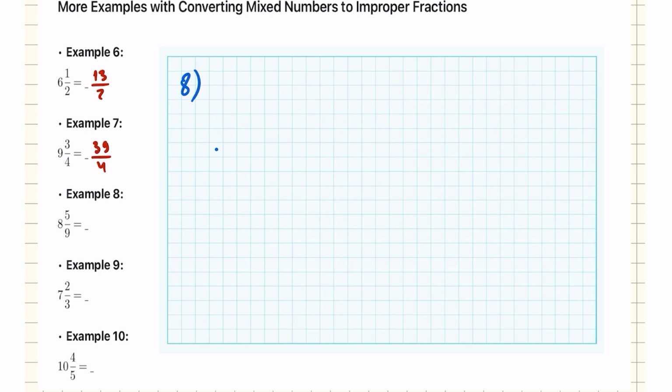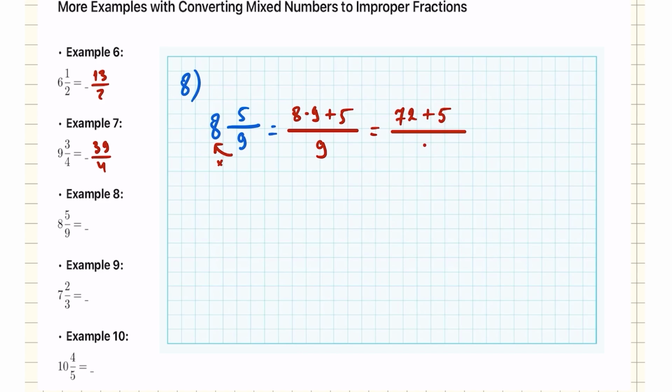Now number 8. We have 8 and 5 over 9. Do the same thing. 8 times 9. 8 times 9 plus the top part 5 over 9. This is equal to, now simplify, 72, 8 times 9 plus 5 over 9. And this is 77 over 9. 77 over 9. That's the 8th answer.